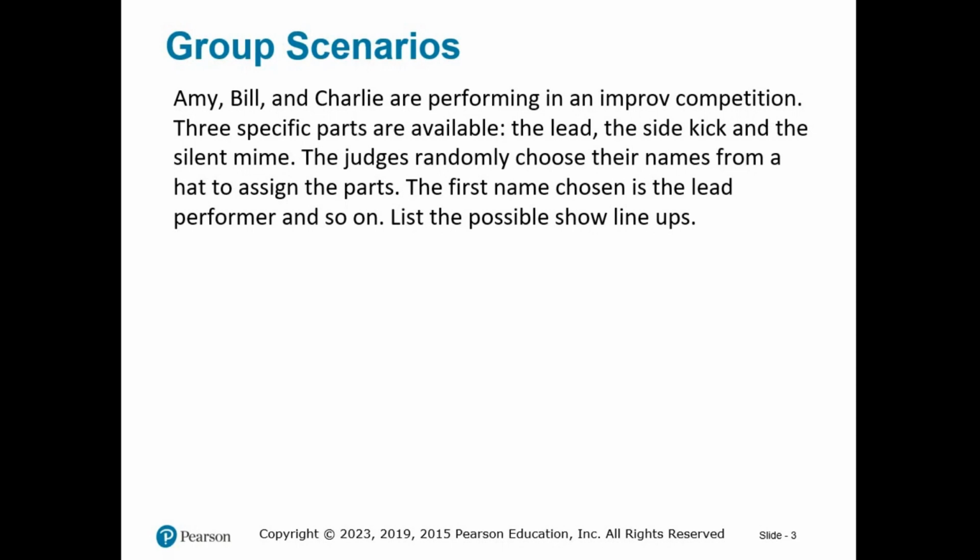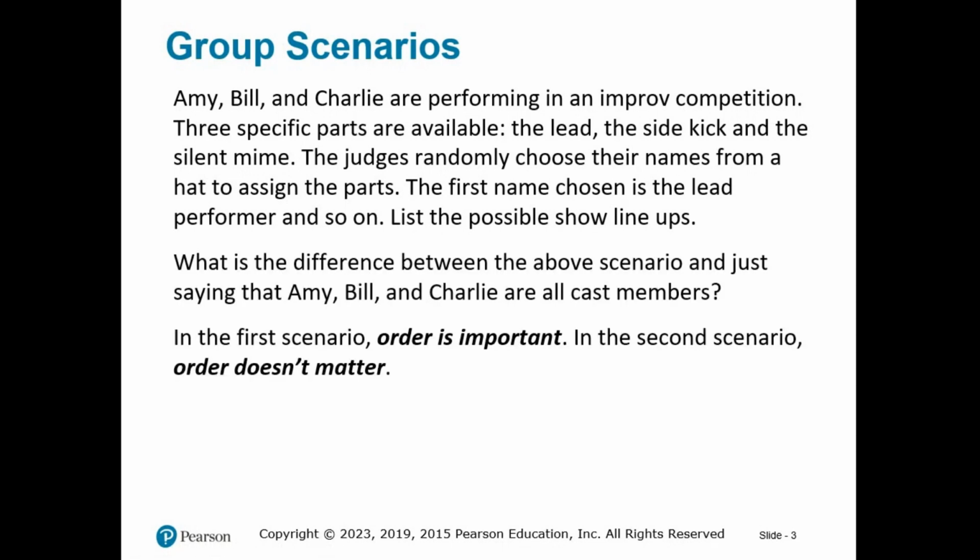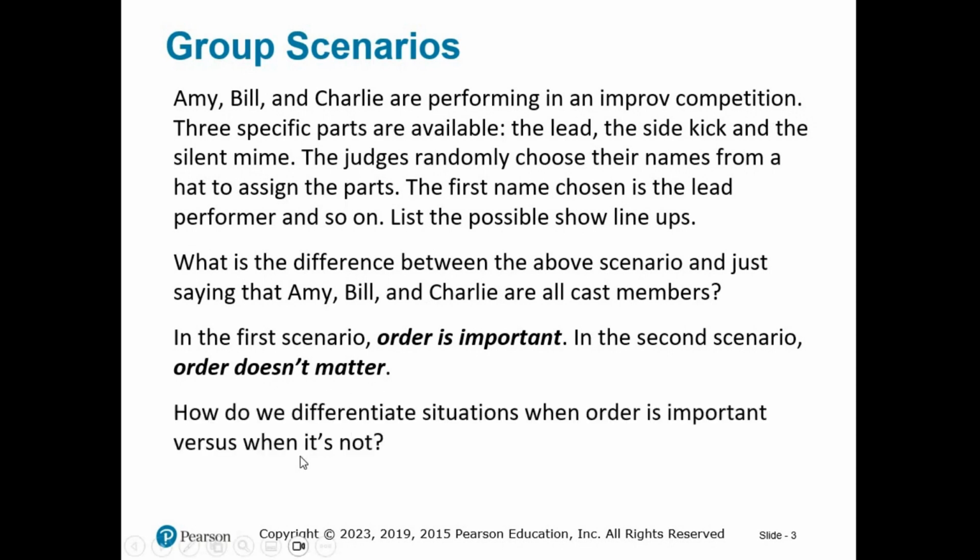What is the difference between the above scenario and just saying that Amy, Bill, and Charlie are all cast members? Well, in the first scenario, order is important. When the judges drew the first name, that determined who was going to be the lead in the performance, and then the second person drawn would be the sidekick, and so on. It mattered who was drawn when. In the second scenario, order doesn't matter. Everyone is just considered part of the cast with equal footing. How do we differentiate situations when order is important versus when it's not? We're going to begin by talking about situations where order is important.